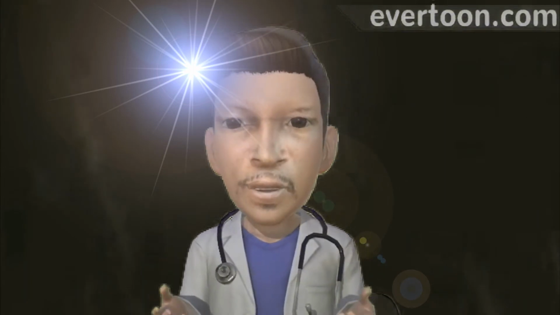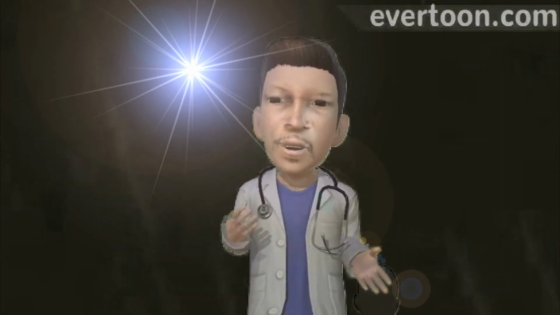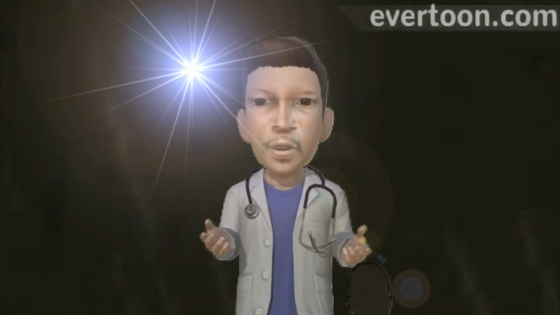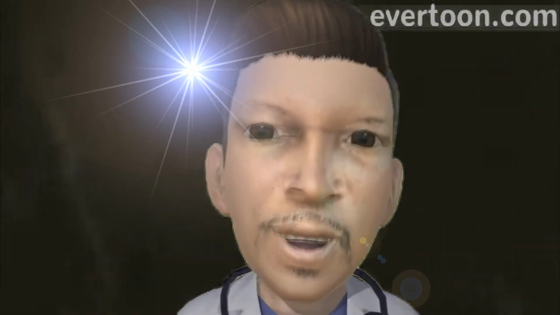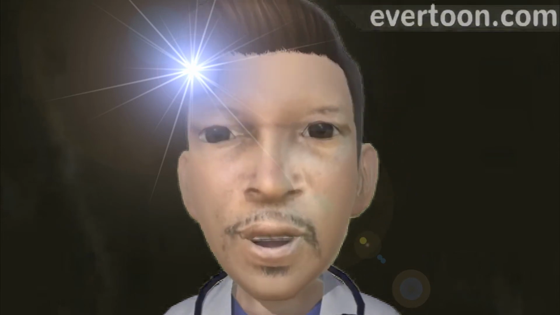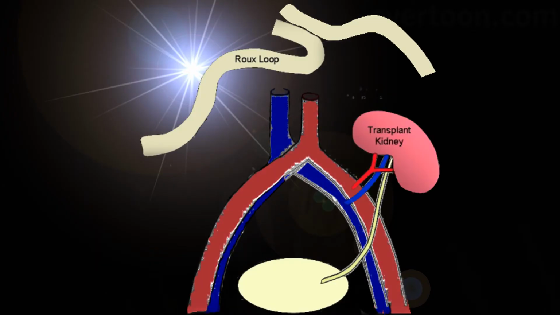I created this animation to demonstrate what it is like to have a SKP done, where you have the kidney transplant and the pancreas transplant at the same time. Starting with the transplant kidney from the donor, the kidney is taken with the artery and vein and ureter attached. The donor kidney is placed in the recipient in the left iliac fossa. The renal artery is attached to the external iliac artery, the renal vein is attached to the external iliac vein, and the ureter is anastomosed to the bladder.